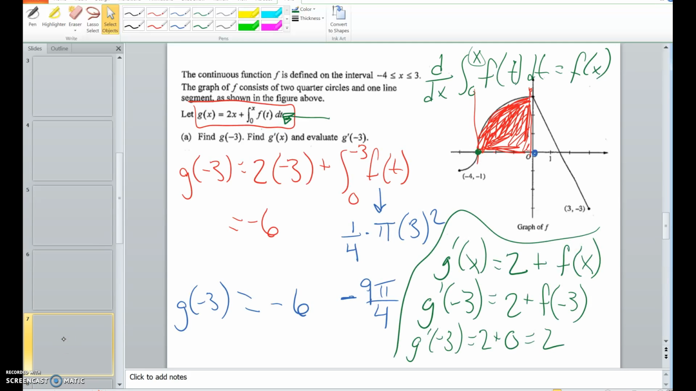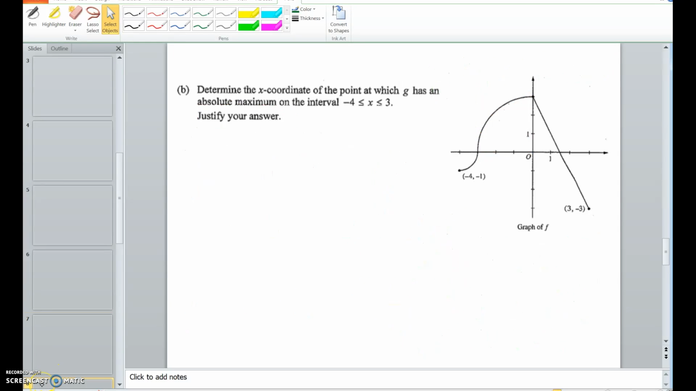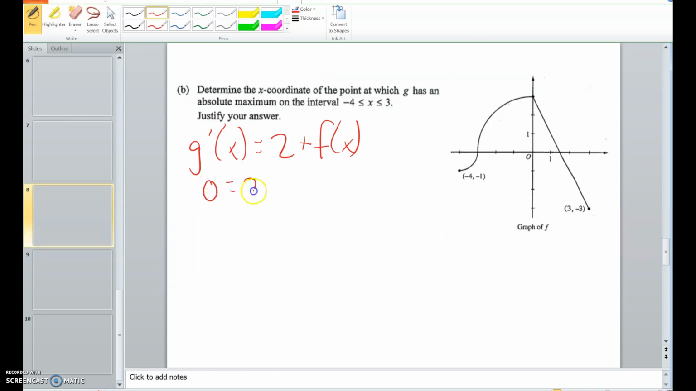But we just found g prime in the previous part. So g prime, again, was 2 plus f of x. So remember here, g prime of x is equal to 2 plus f of x. So if we are looking for a turning point, we are looking for places where g prime is equal to 0. So we're going to set g prime equal to 0. So we are looking for places where f of x is equal to -2.